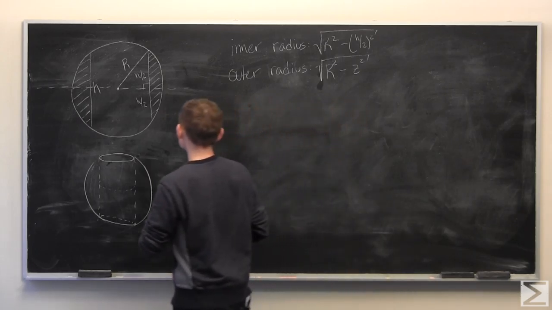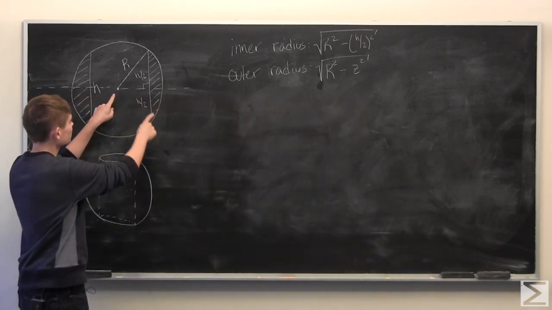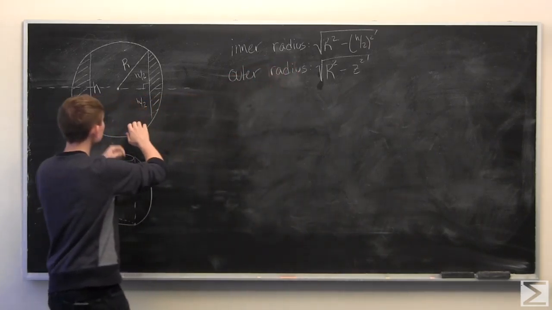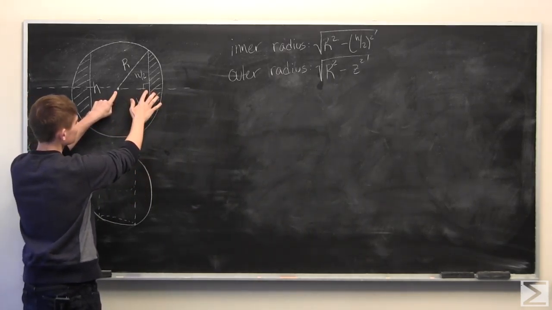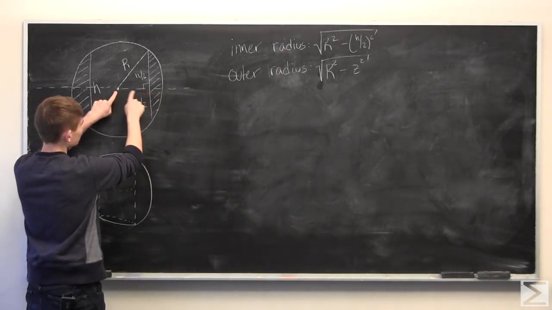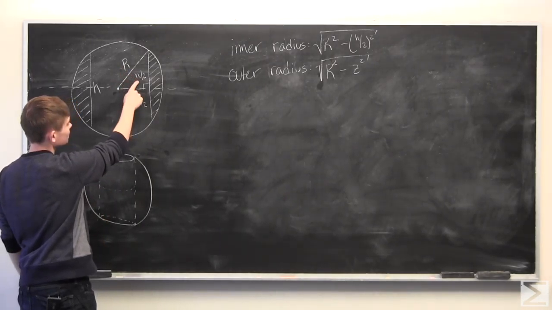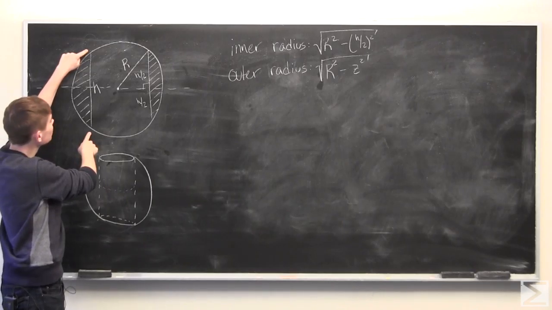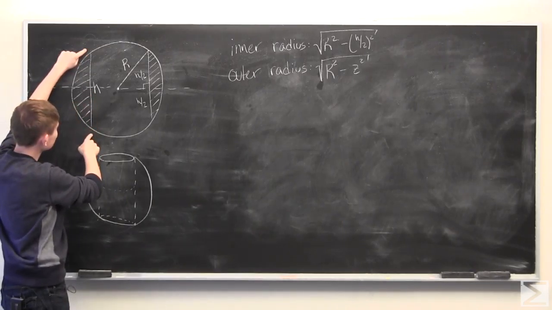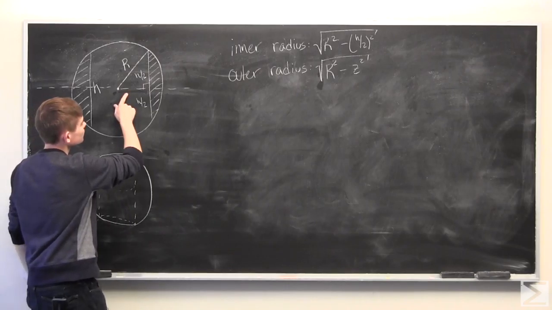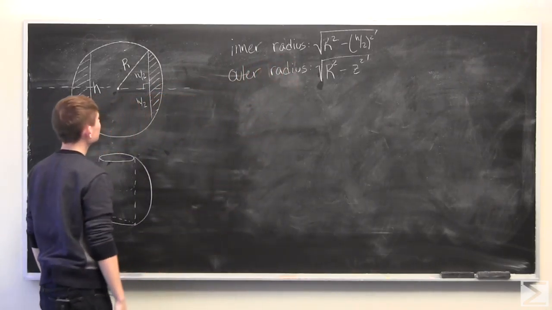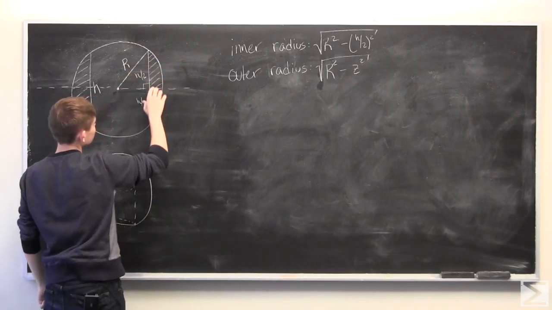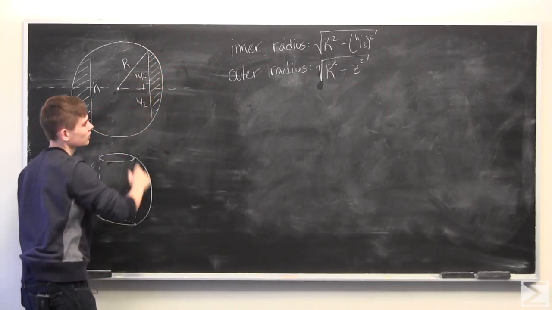And the first thing we're going to talk about is the integration bounds on the radius. So for the inner radius, we can use the Pythagorean theorem to show that this length right here is equal to the square root of r squared minus h over 2 squared, where h is the height of this cylinder. So that is the inner radius. And then the outer radius is the square root of r squared minus z squared, where z is between h over 2 and 0.